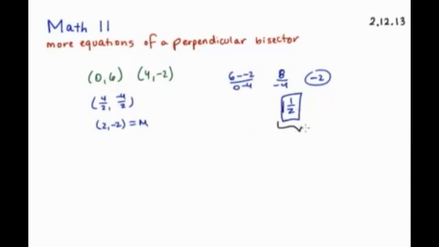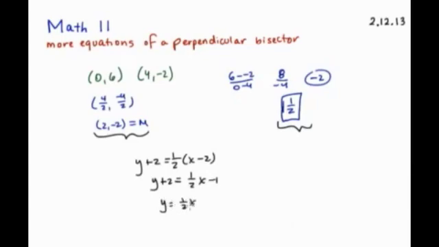Now that we have our perpendicular slope and our midpoint, we can plug it into our point slope formula, x minus 2, and then we can do some solving here. Minus 1, y equals 1/2 x minus 3. So that is going to be our equation, and you can graph it if you want. So that is how you go about things.